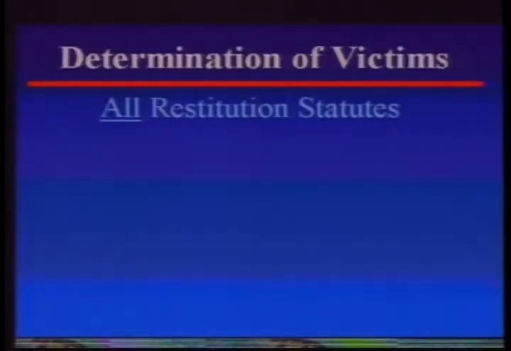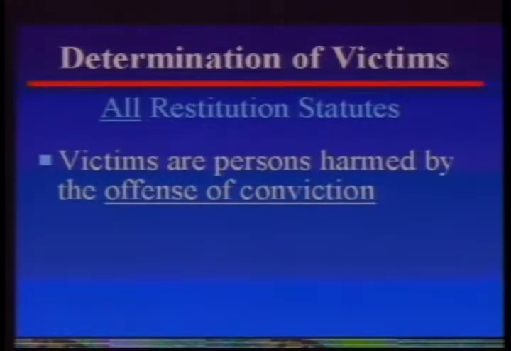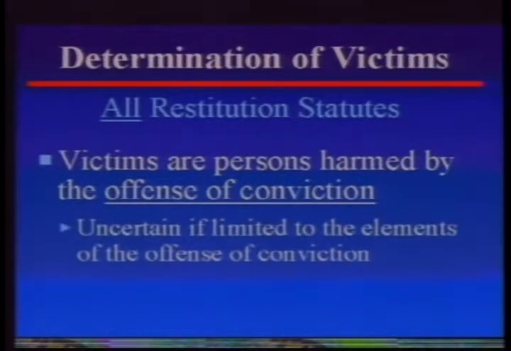Step 2 is to identify the victims. Now, the determination of victims, and this is for all restitution statutes, whether you're talking about 3663 capital A, one of the special restitution statutes, 3663, or solely as a condition of probation or of supervised release. Victims are persons harmed by the offense of conviction. And then there's a little uncertainty if that's going to be limited to the elements of the offense of conviction or not.